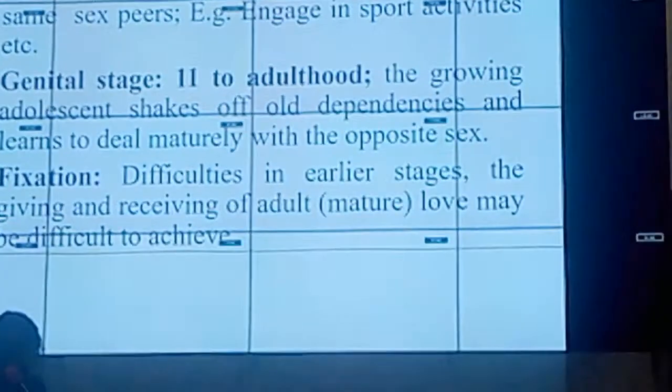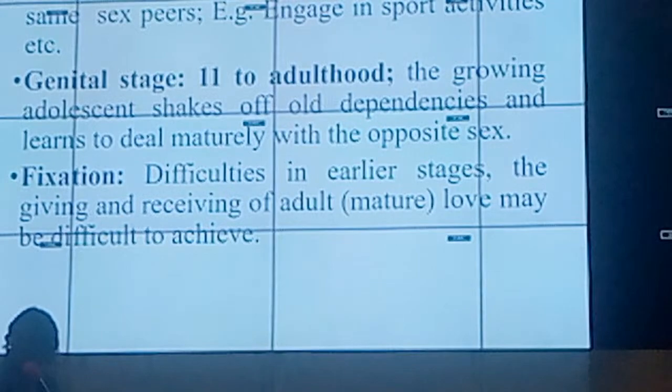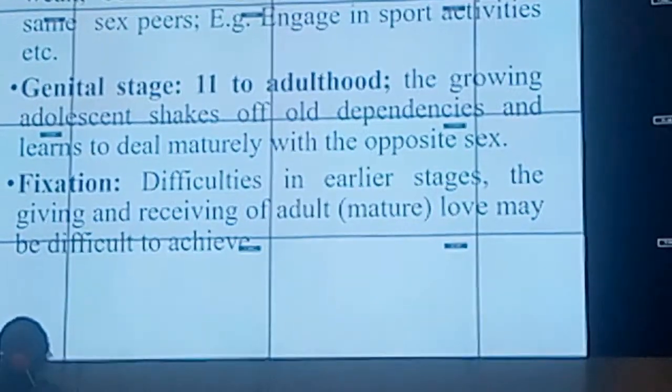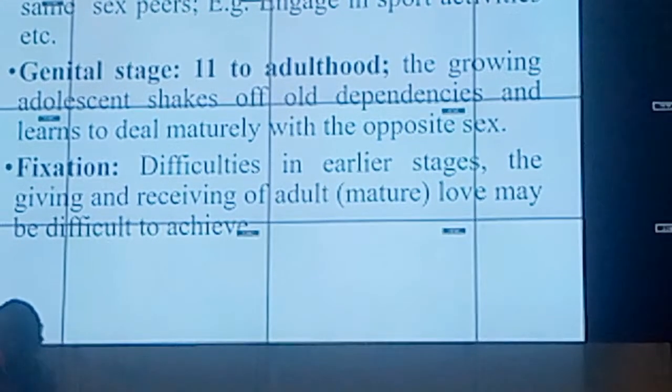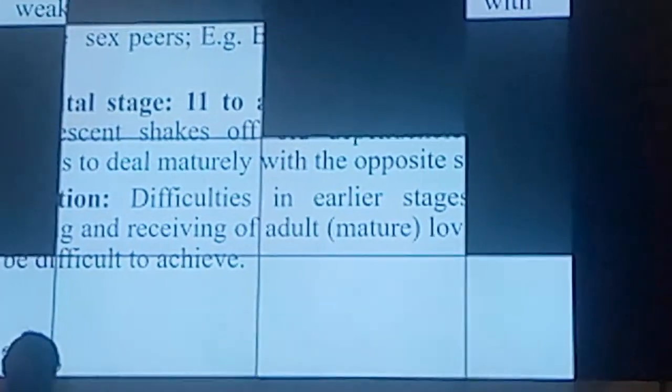Fixation difficulties in the later stages: the giving and receiving of adult, mature love may be difficult to achieve. To some people, if they lack this, if they haven't passed through this stage, it will be very difficult for them. They'll be thinking like they're still young. Because at one time, they skipped this stage. When their friends were actually exploring, to say, hey, let's see, they themselves didn't do that.